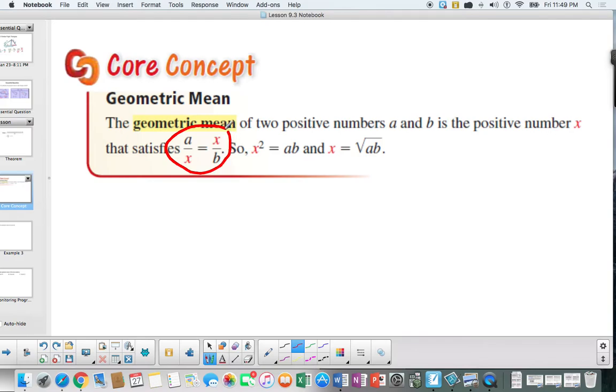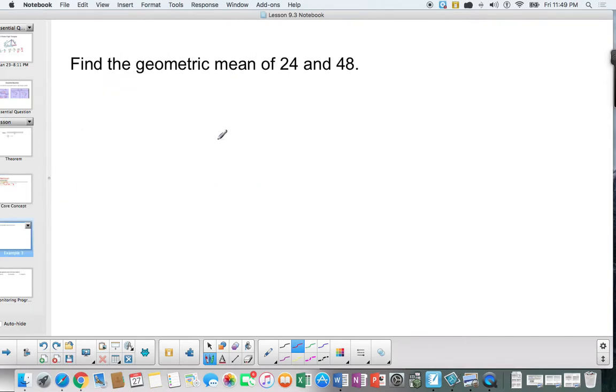Notice that the two numbers along the diagonal have to be the same. This is going to lead to a product, which is going to create a square, and to get the geometric mean, you're going to have to take the square root. So geometric mean has to do with multiplying numbers and then taking the square root instead of adding numbers and then dividing. Let's go ahead and do this problem.